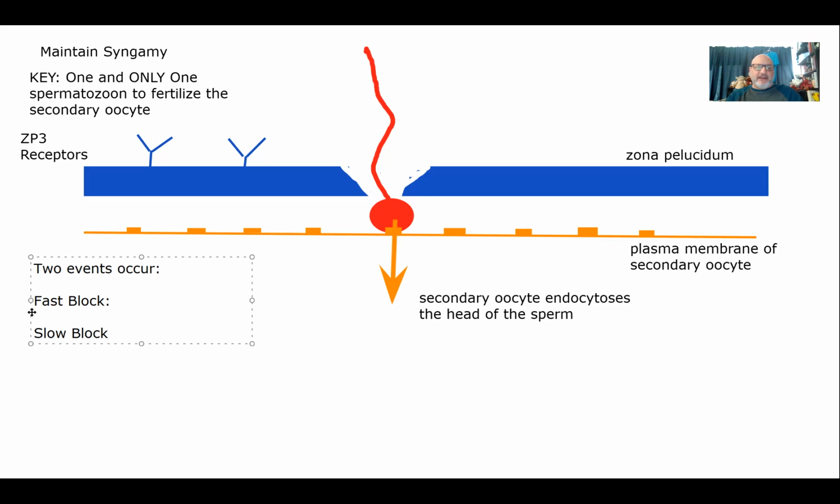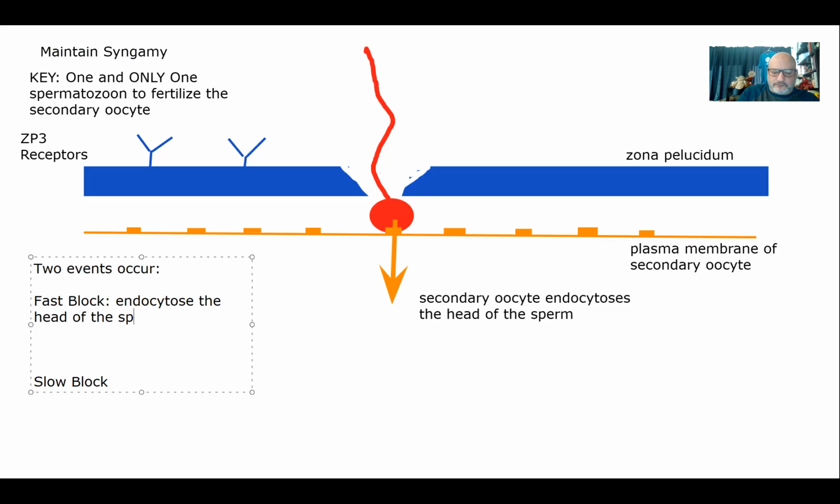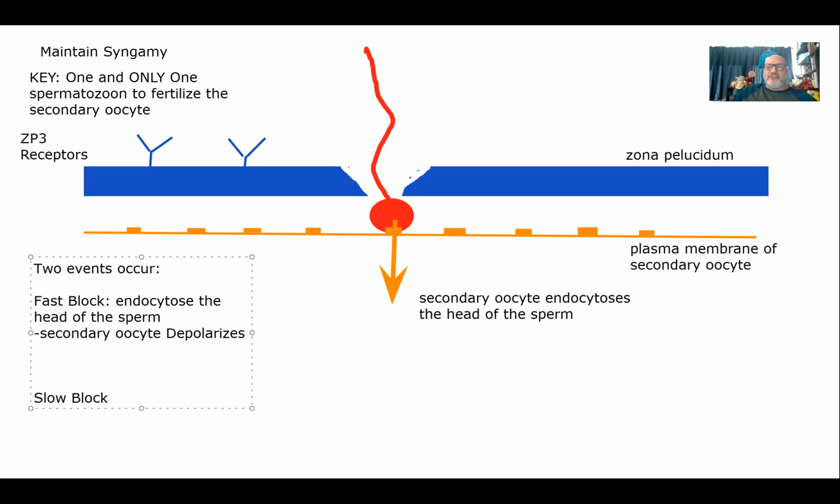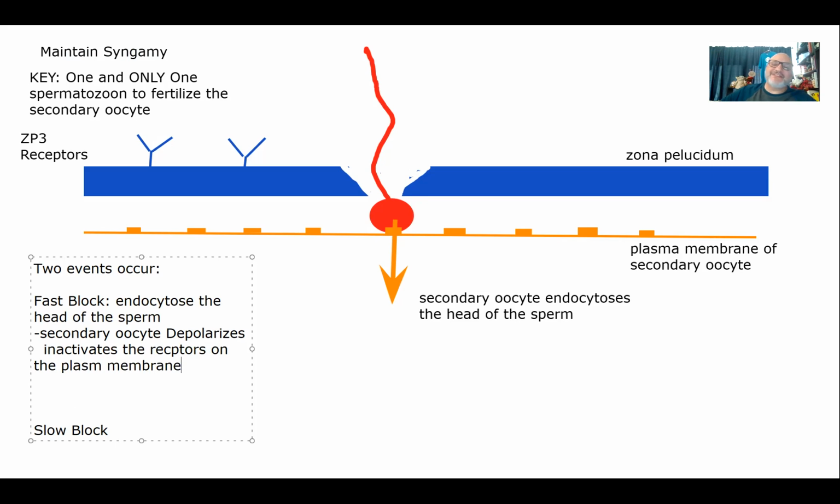The fast block, basically three things occur. The fast block is that we obviously get the endocytosis of the head of the sperm. But two other things occur as well. The first is that the cell undergoes a massive depolarization. This depolarization helps to inactivate the receptors on the plasma membrane, so that even if a second sperm somewhere else comes in contact with it, it won't be drawn inside.